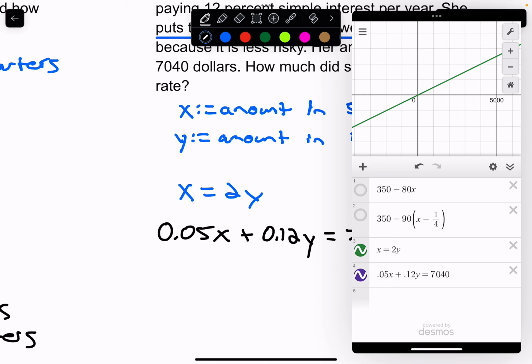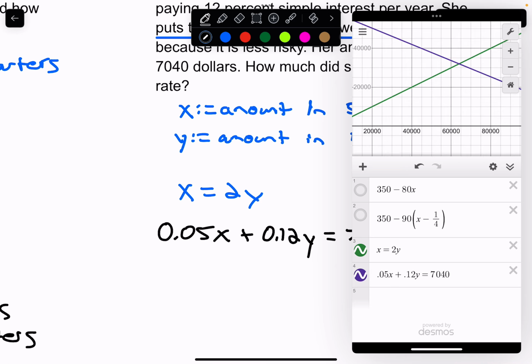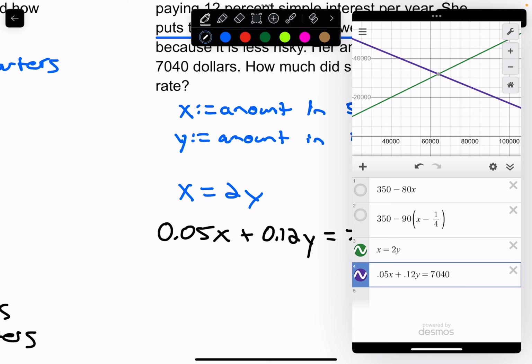So let's see, keep going, keep going. Oh, way over there. If I tap that dot where they intersect, it says 64,000, 32,000. Notice the 64 is double the 32. 64 represents the amount of x, which is the amount in the lower yielding account, and 32 represents the amount in y, the higher yielding account.